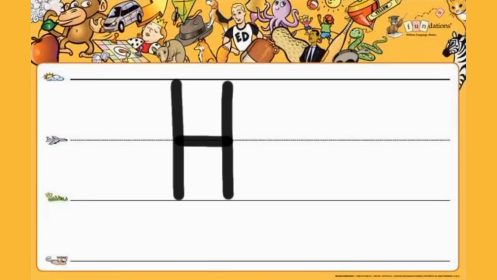For lowercase h, h is a skyline letter. It starts on the skyline. Point to the skyline. Go down to the grass line. Trace back up to the plane line and make a hump.